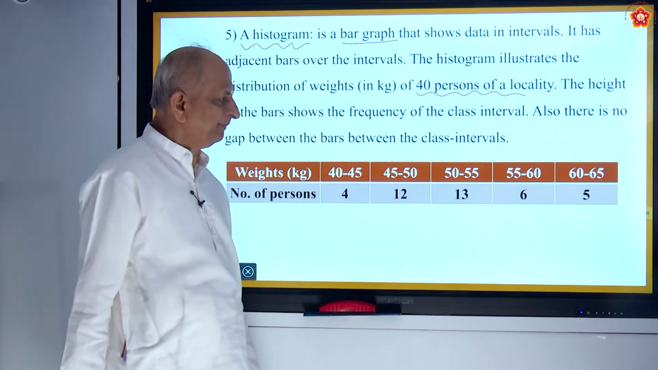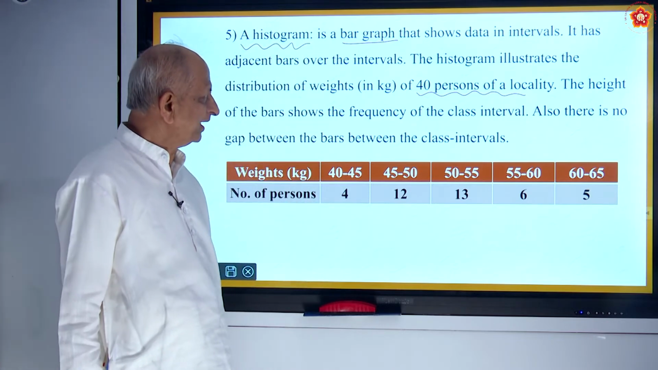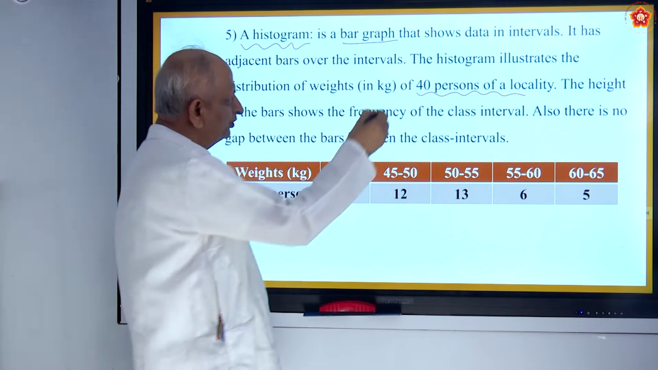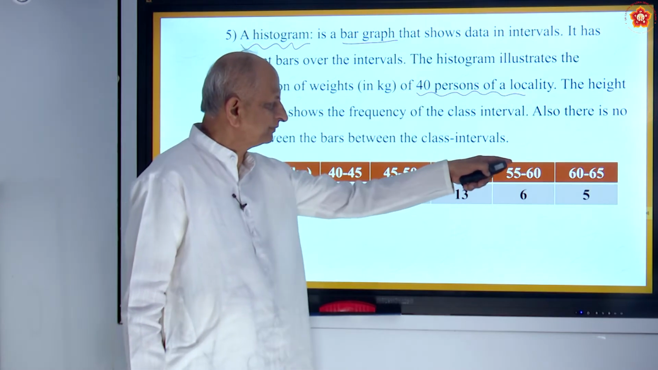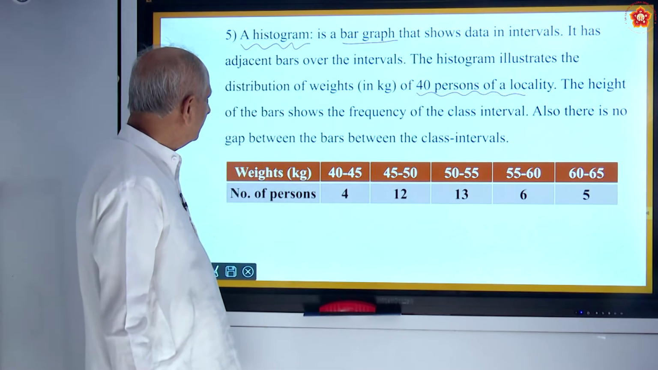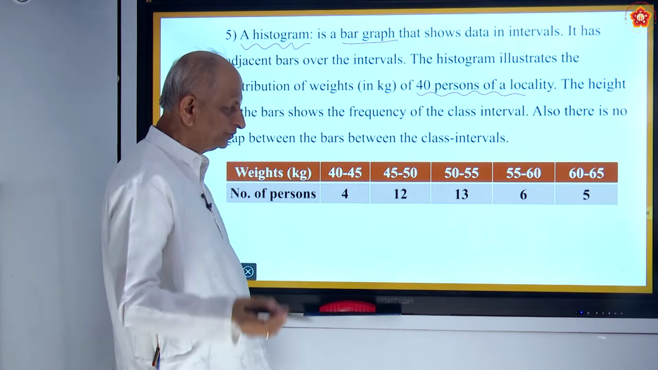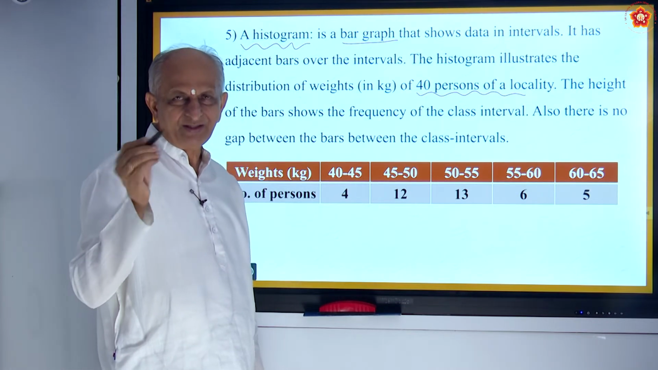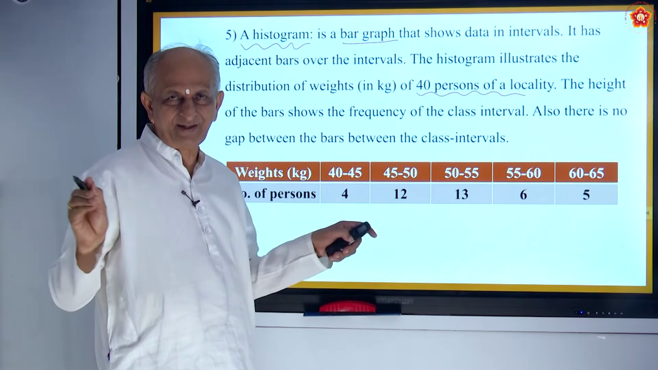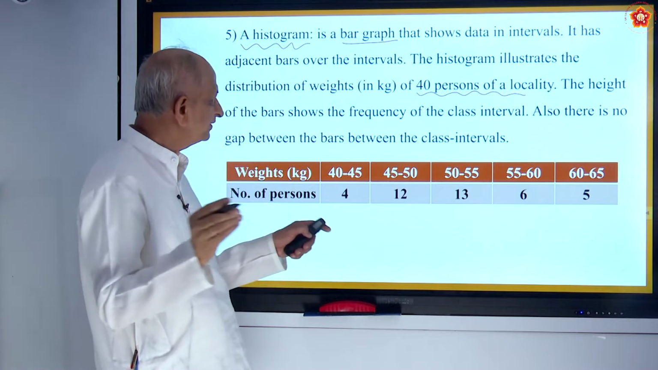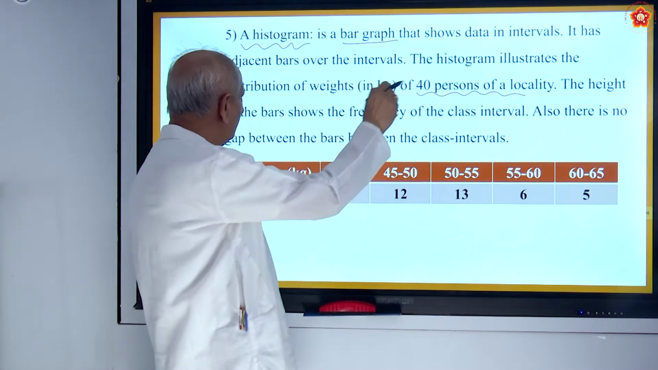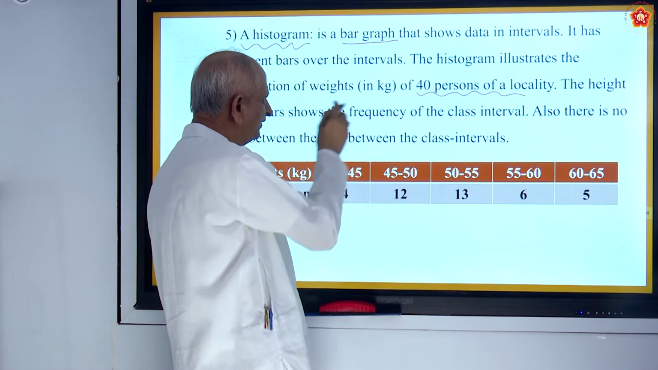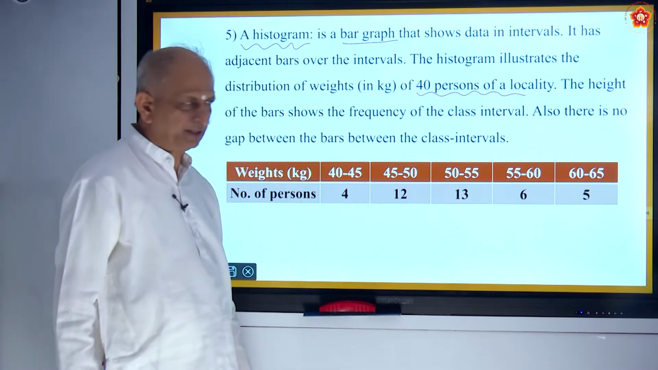It's also a bar diagram, but there is a speciality here. It shows data in intervals. These are called class intervals, and it has adjacent bars. So the bars here are not like a bar diagram. In a bar diagram they are different, separate. Here they are adjacent, attached to each other. A histogram illustrates the distribution of weights. This is one example they have given.